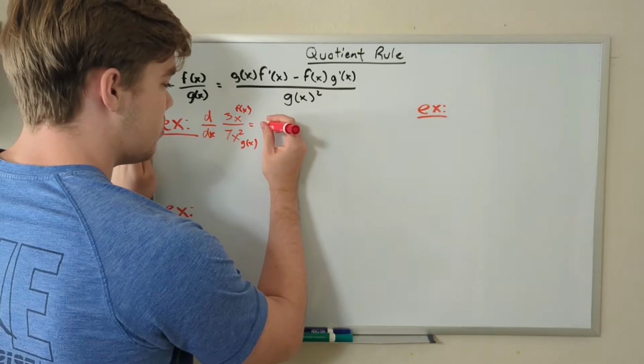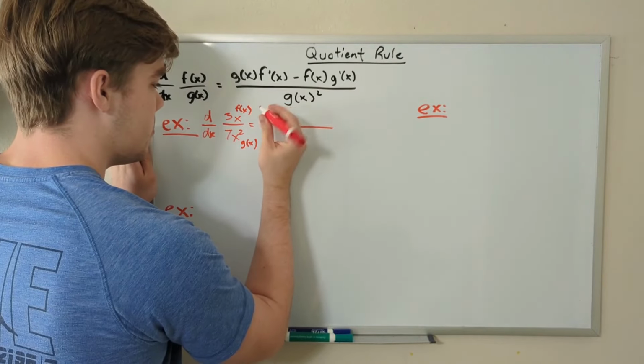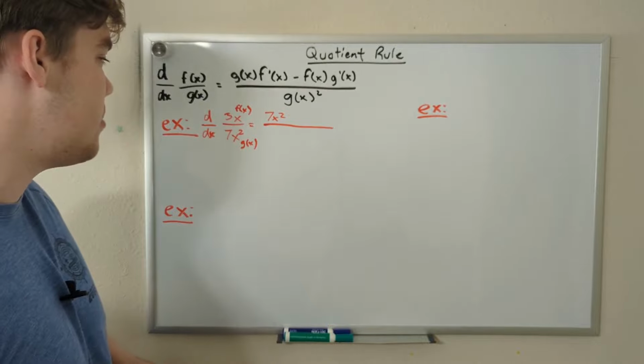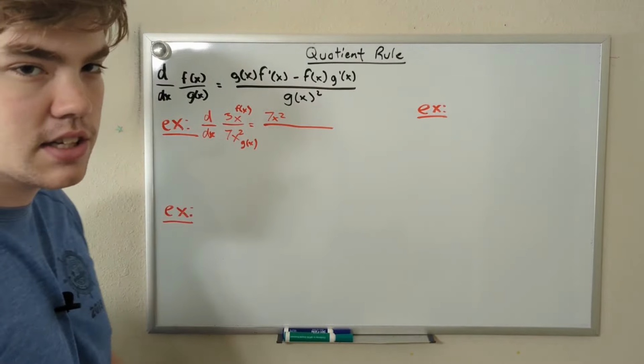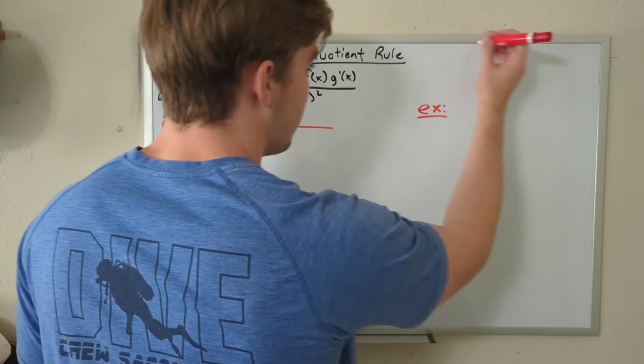So this is now equal to, put a big old division sign, g of x is just 7x squared, 7x squared. And we need to multiply that by f prime of x. In other words, we need to find the derivative of the numerator and then multiply that by 7x squared. Let's do that real quick over here in the top right corner.